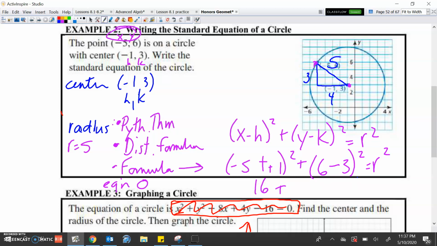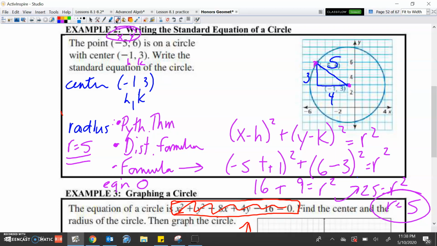6 minus 3 is 3. 3 squared is 9. And you can see where this is going. I'm going to get 25 equals r squared. So r equals, that answer we already knew, r equals 5. So no matter how you try to do it, you're going to get the same answer.